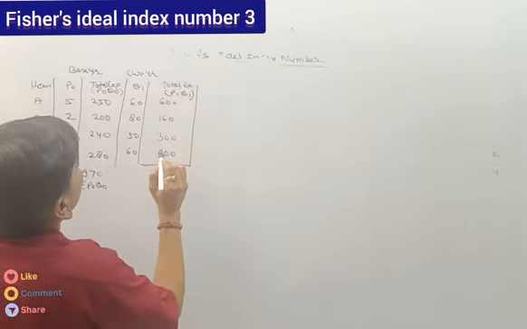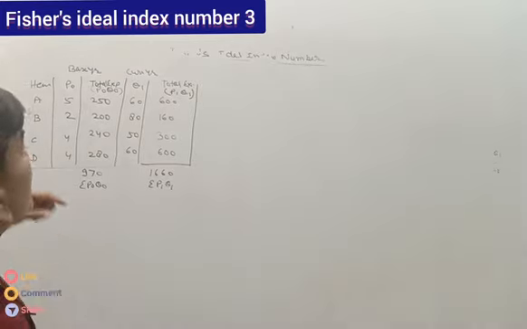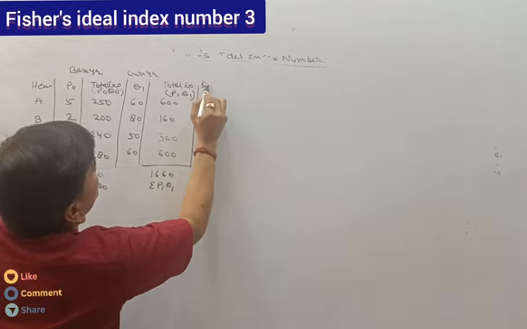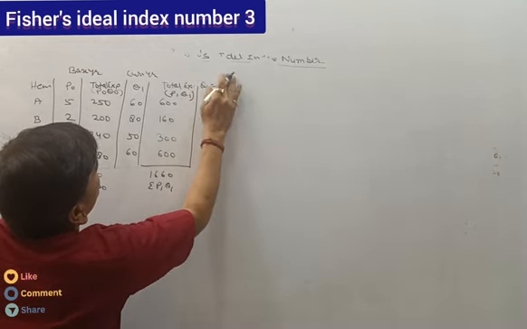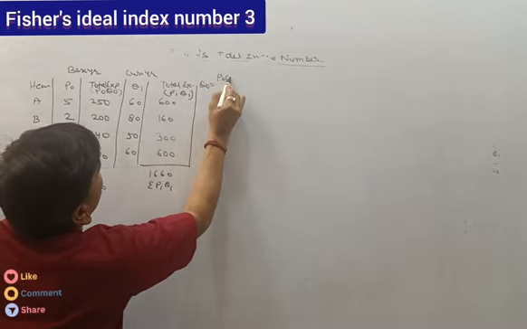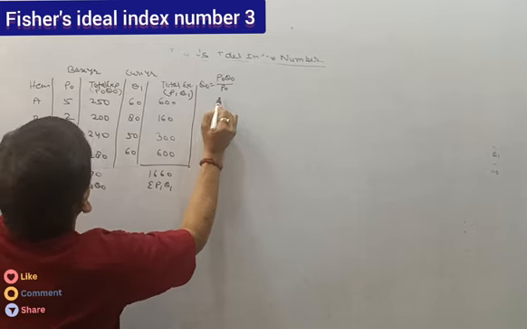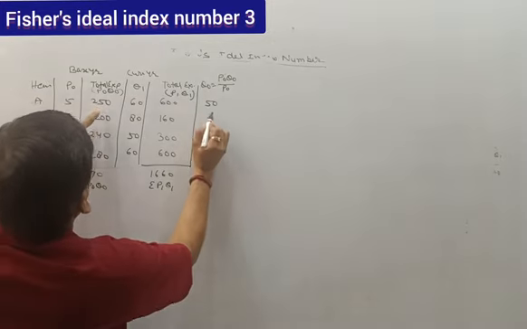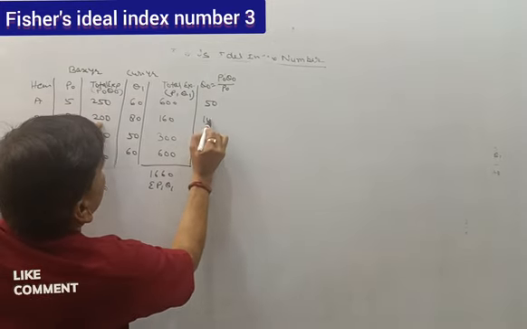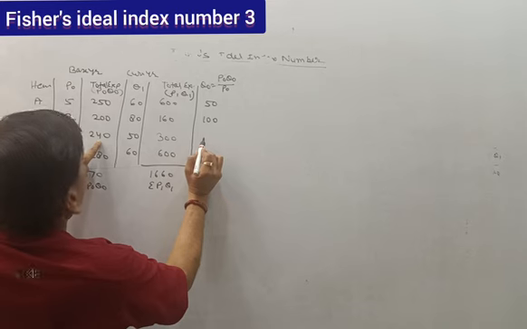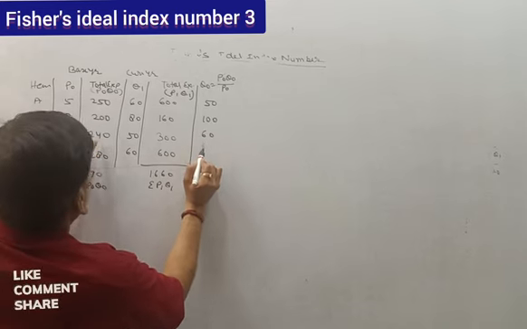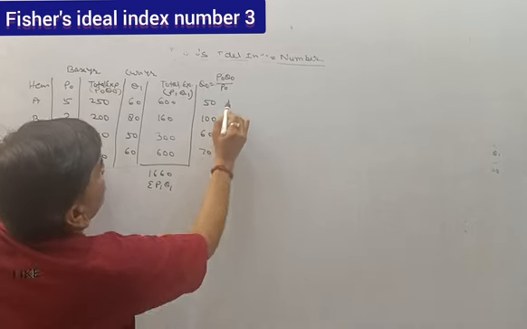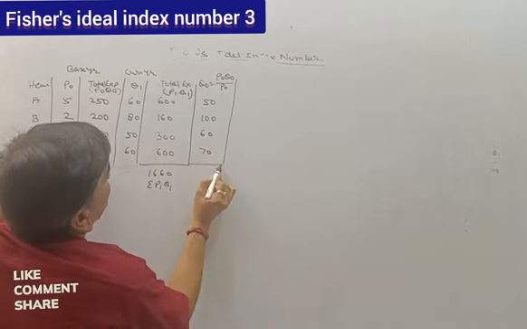Now we want Q0, which is P0 Q0 divided by P0. So 250 divided by 5 is 50, 200 divided by 2 is 100, 240 divided by 4 is 60, and 280 divided by 4 is 70. So the calculation of Q0 is done.